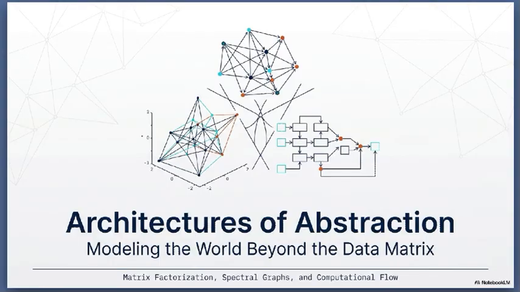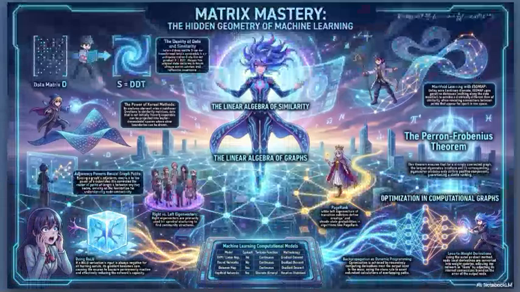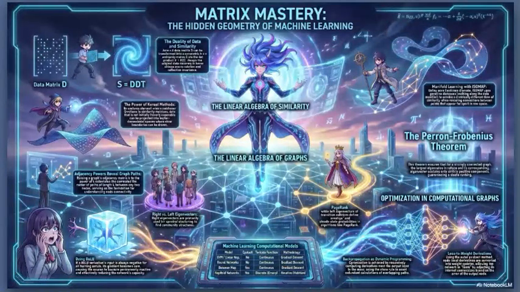So welcome to today's deep dive. We are exploring a really fascinating slide deck today titled Architectures of Abstraction, Modeling the World Beyond the Data Matrix. It's quite a title, yeah. It is, and our mission for you today is to unpack 3 advanced machine learning architectures that have figured out how to solve this exact problem. We are going to look at similarity matrices, graph matrices, and computational graphs. And we are going to be getting into some intense mathematical concepts today.